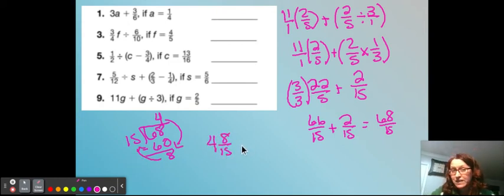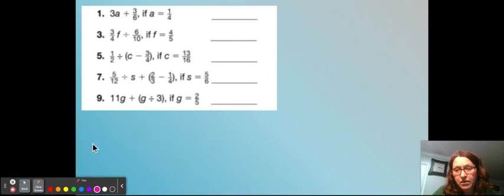8 does not go into 15. Nothing that goes into 8 goes into 15. So I am done, and my smaller numbers on top. Great job.